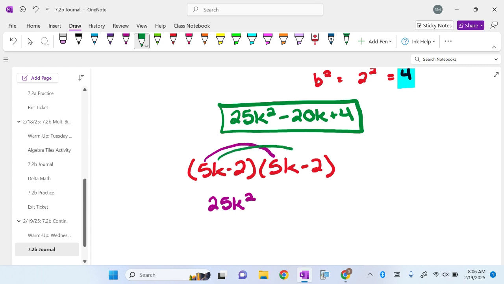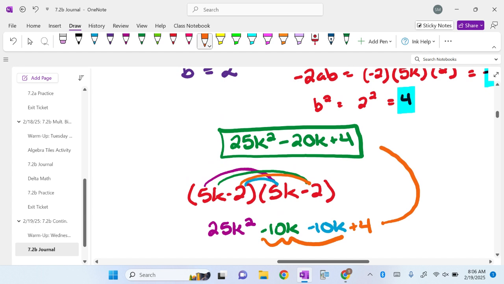My outers. What's 5k times negative 2? Negative 10k. Inners. What's negative 2 times 5k? Negative 10k. And then my last. What's negative 2 times negative 2? Positive 4. So then I combine like terms, which the only like terms are my negative 10k's. And if we do that, we should get the exact same answer that we already got.